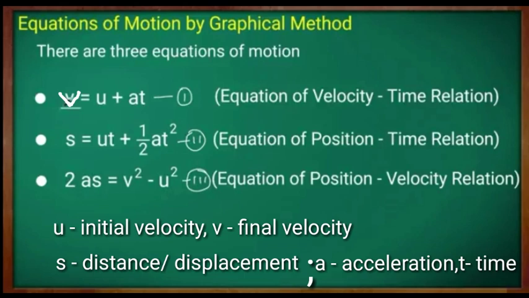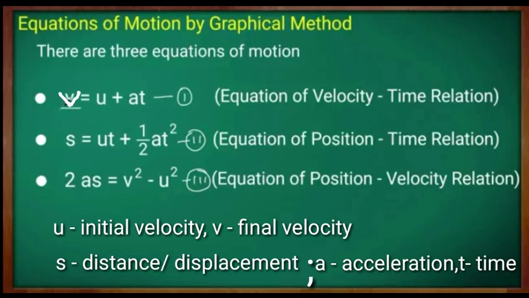If you observe the terms here, u is the initial velocity, v is the final velocity, s is either distance or displacement, a is the acceleration, and t is the time. Now you may have a doubt: why are we calling the first equation the velocity time relation? If you observe the equation, there is no s term. The equation is in terms of velocity and time only.